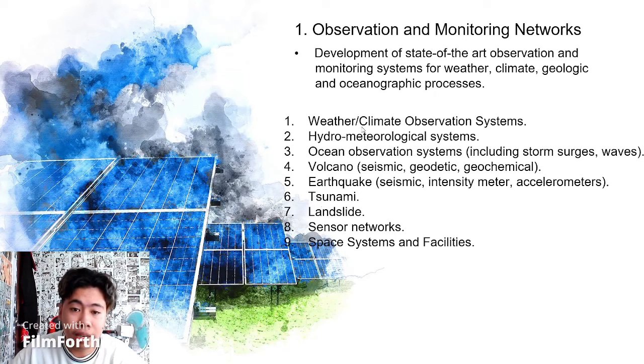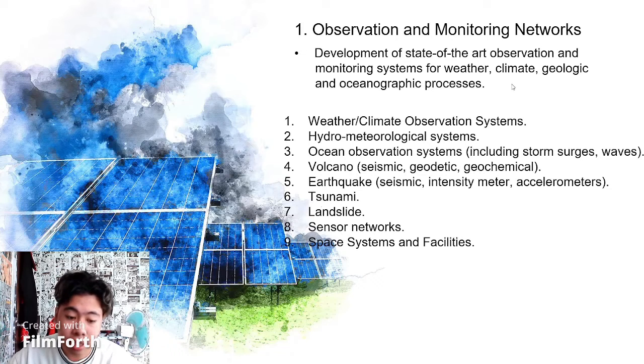Number 2 is the hydrometeorological system. Hydrometeorology is a branch of meteorology and hydrology that studies the transfer of water and energy between the land surface and the lower atmosphere. Hydrologists often use meteorological data provided by meteorologists. Number 3, ocean observation system, including storm surge and waves.